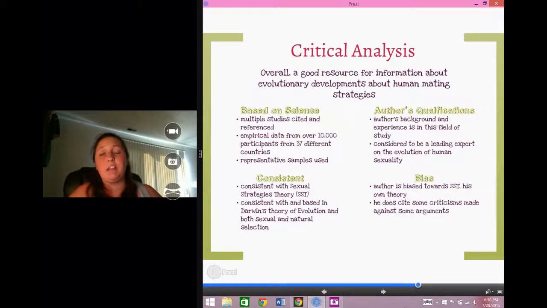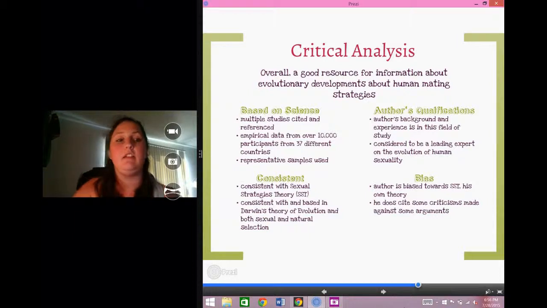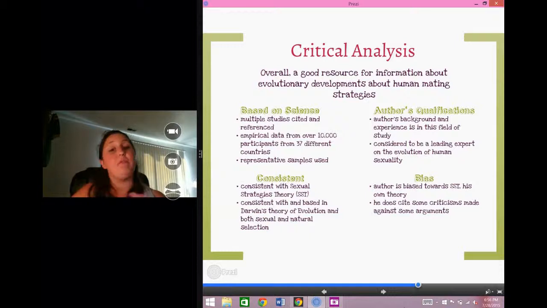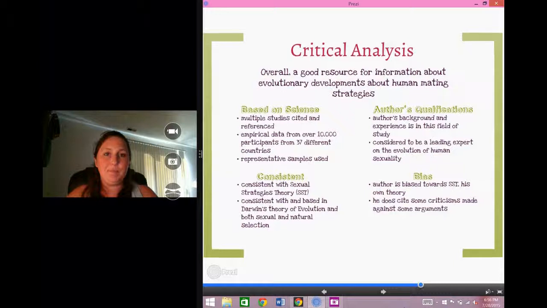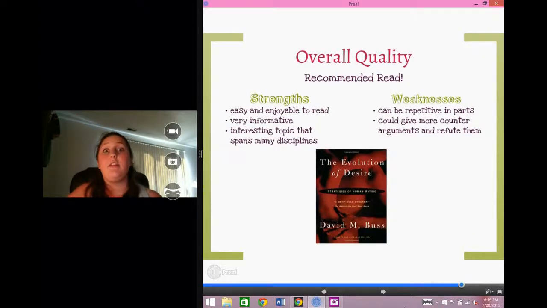However, I did notice some bias throughout the book. Obviously, he's going to be biased towards his own theory, but he does cite criticisms of and arguments against his theory, and then he refutes them with his own arguments, and also offers evidence refuting these arguments. But there was an obvious bias throughout the entire book. But for the overall quality, I would definitely recommend it to read.